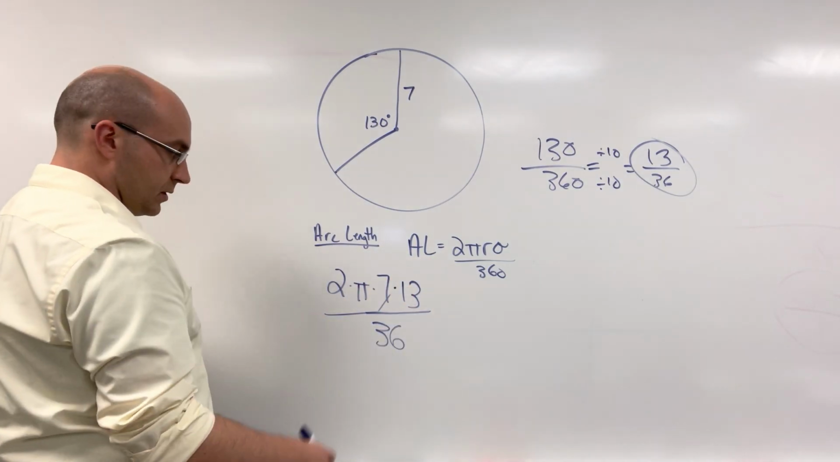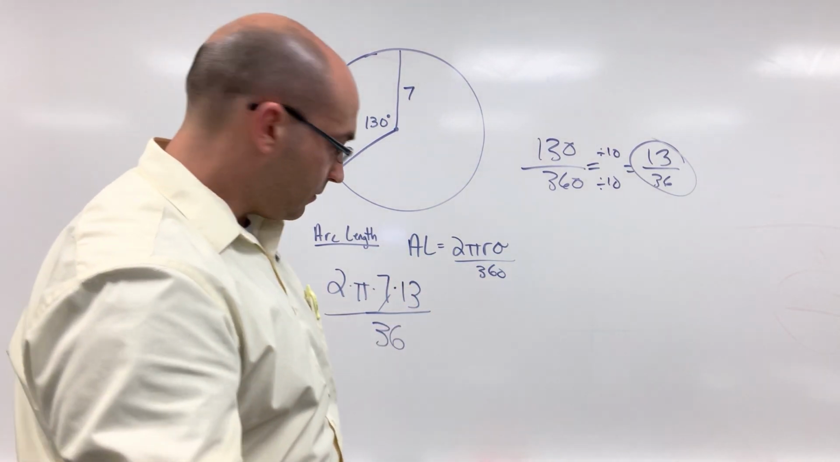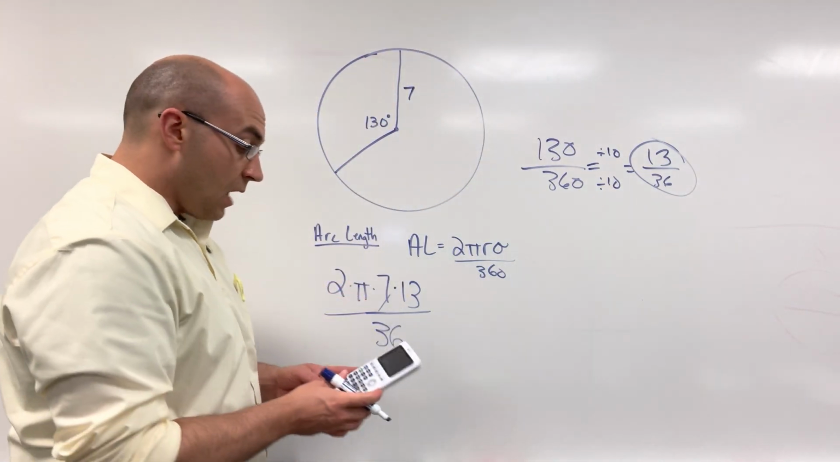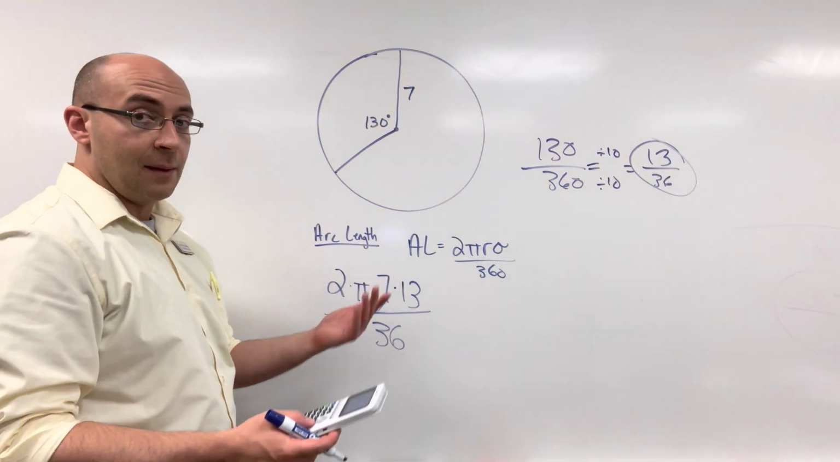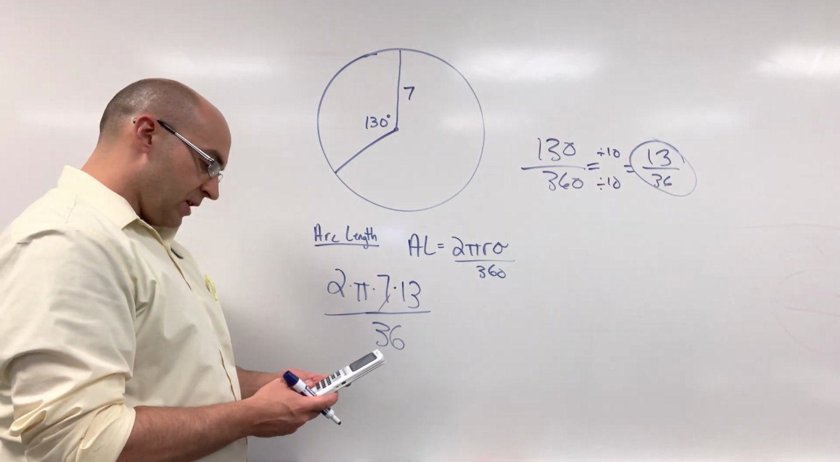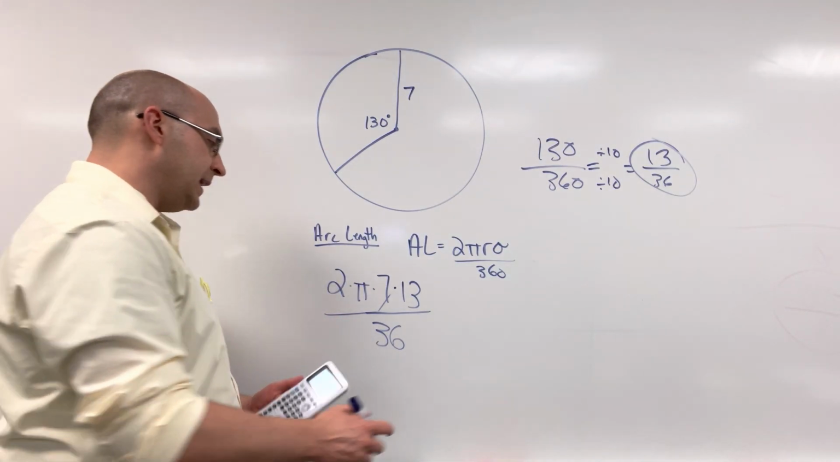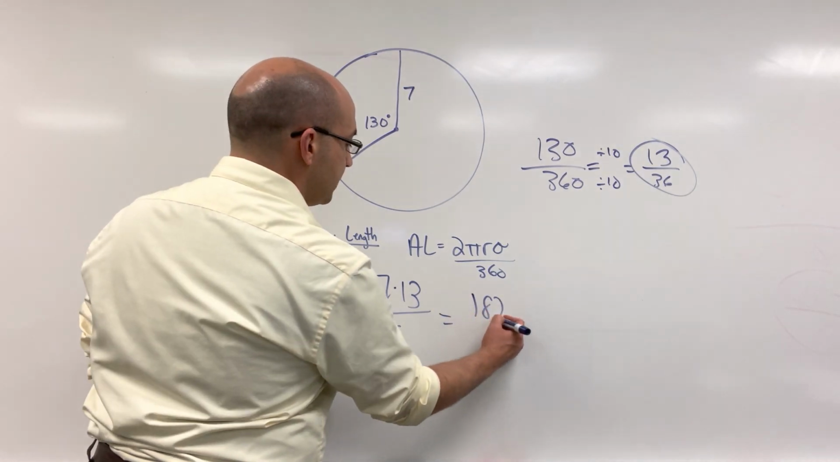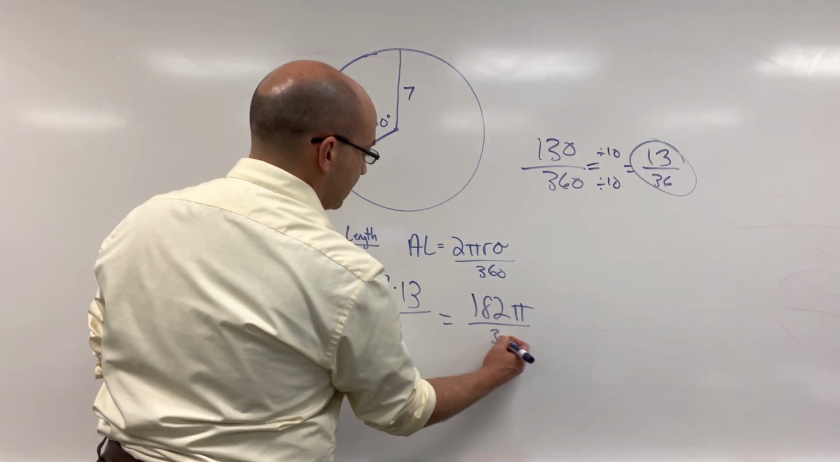Now we can do this calculation. We've got 2 times 7 times 13. I'm leaving the pi out, not bringing pi into the equation in terms of multiplying it. So 2 times 7 times 13 is 182. So this is 182 pi over 36.